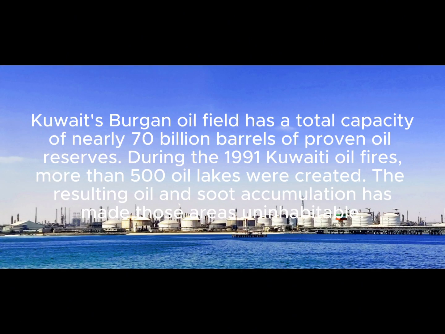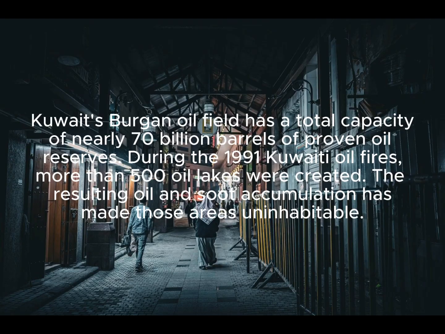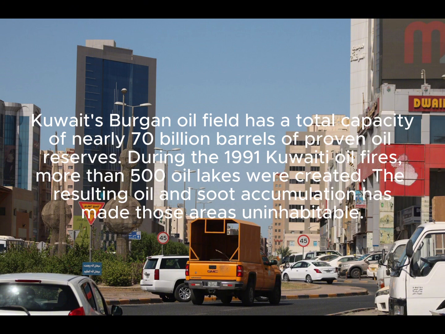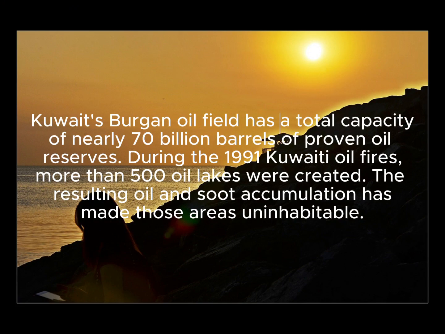Kuwait's Burgan oil field has a total capacity of nearly 70 billion barrels of proven oil reserves. During the 1991 Kuwaiti oil fires, more than 500 oil lakes were created. The resulting oil and soot accumulation has made those areas uninhabitable.